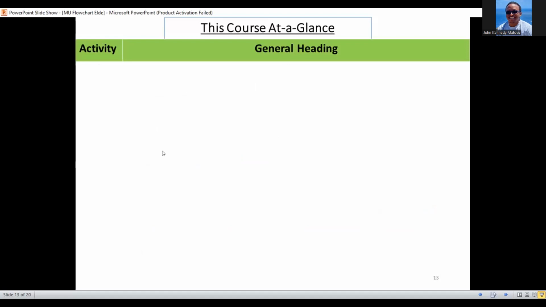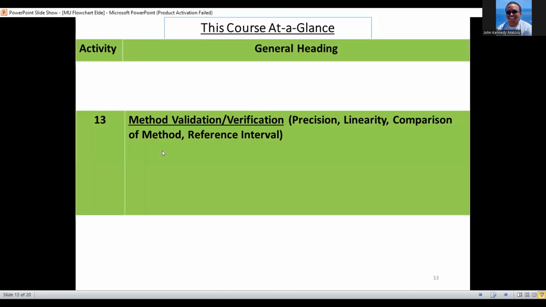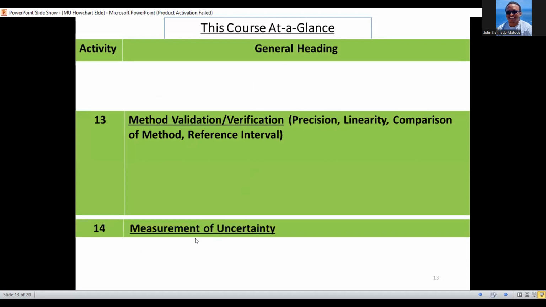This course at a glance, you have seen me discussing this. So let me start with method validation and verification, wherein we need to verify the precision, linearity, comparison method, reference interval, basically assessing the error. All right. We also would need to consider measurement uncertainty. Yes, during verification, that is according to ISO 15189.